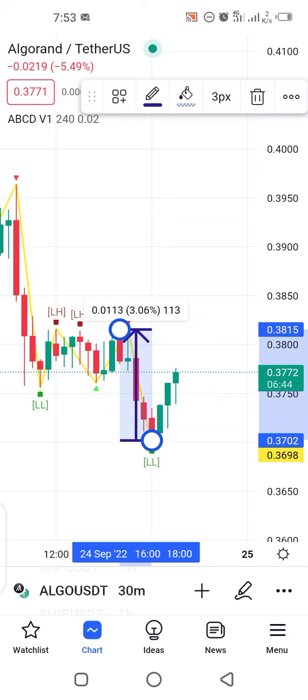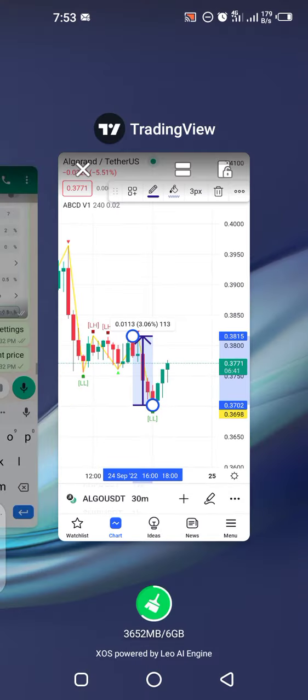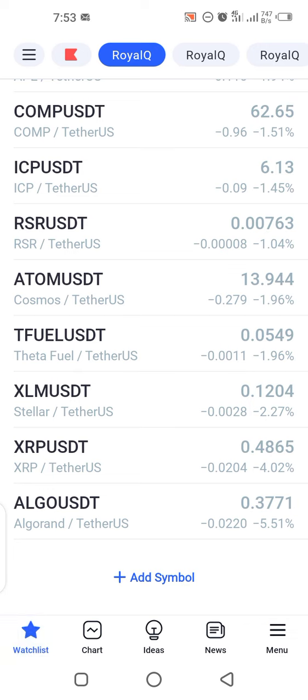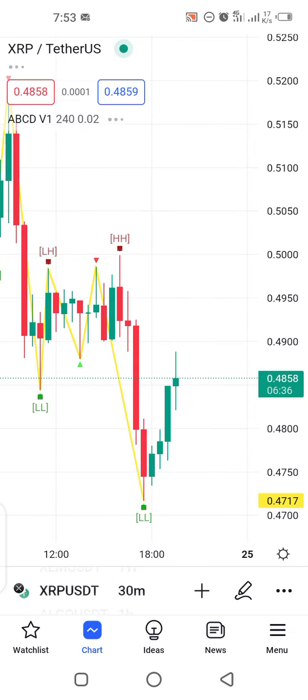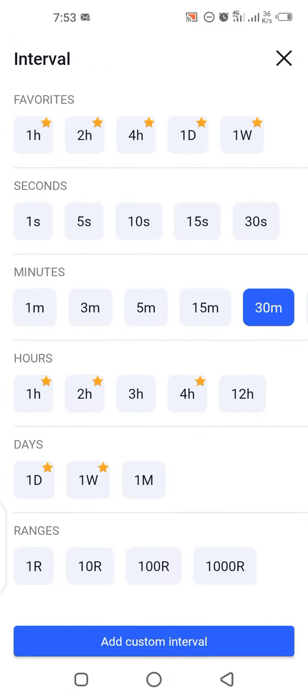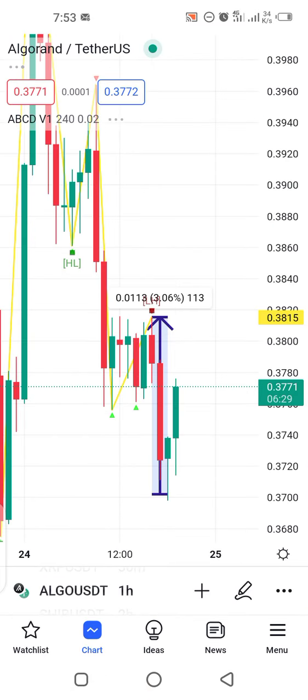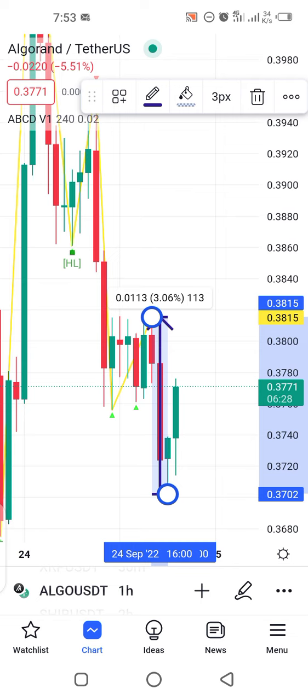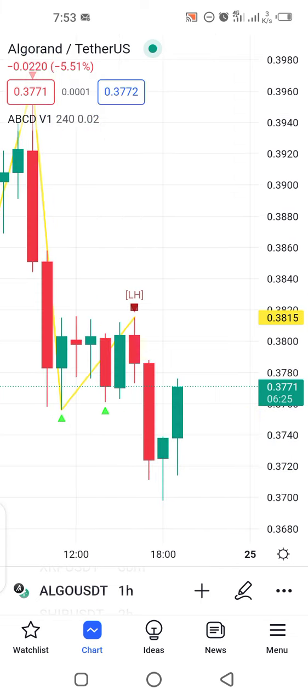Basically, I will not take capital for granted. I cannot take capital for granted. So what will I do? I want to trade ALGO. Let me see, ALGO is already doing well. XRP is already doing well. So I can pick ALGO. Let me change to the 1 hour time frame. Okay, it's already doing well.